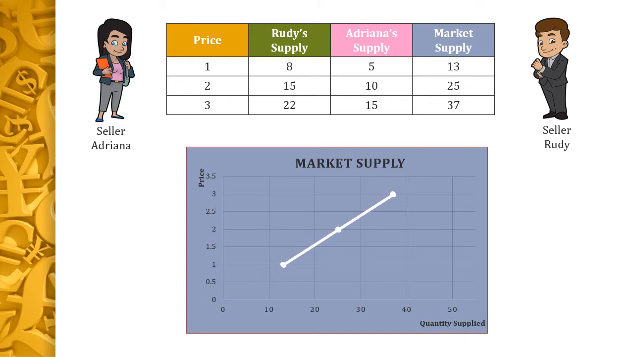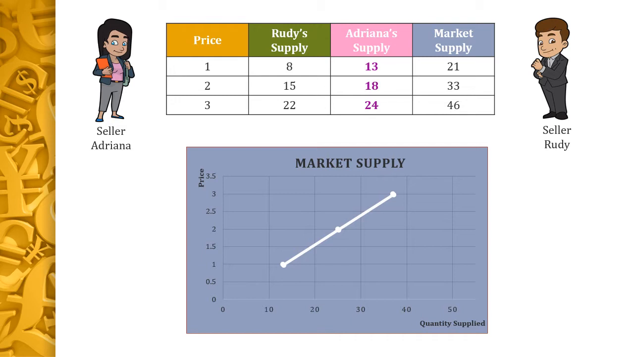But let's say Adriana has suddenly gotten a really good deal on the shells for her tacos. And because she's gotten a good deal on her shells, it's reduced her cost. Reducing her cost means she can make more profit per item. So this has changed the amount that she's willing to supply at each price. So this is her new supply schedule.